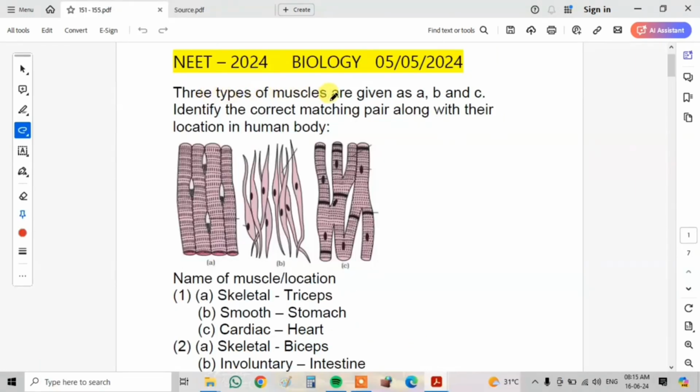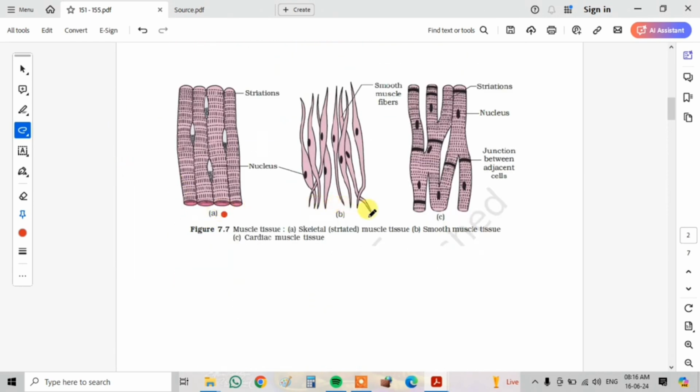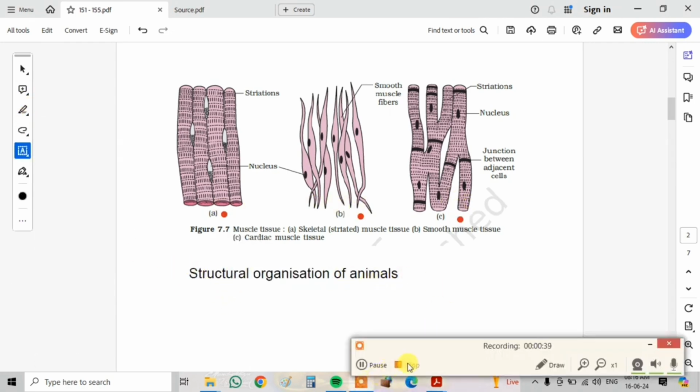Three types of muscles are given as A, B and C. Identify the correct matching pair along with their location in the human body. Name of muscle and location, and option 1 is the answer. Skeletal muscle's location is the triceps, smooth muscle is in the stomach, and cardiac muscle's location is the heart. You can see the NCERT diagrams here from the chapter known as Structural Organisation in Animals.